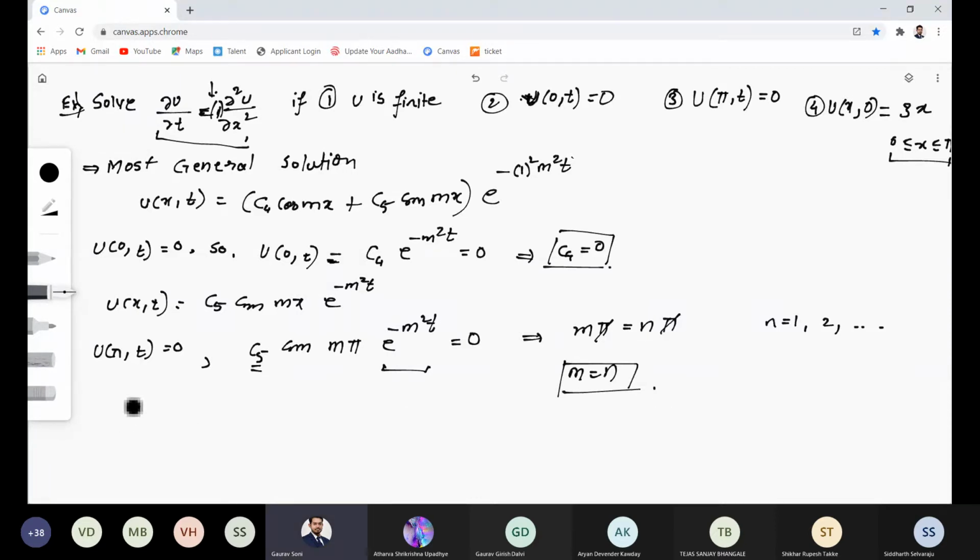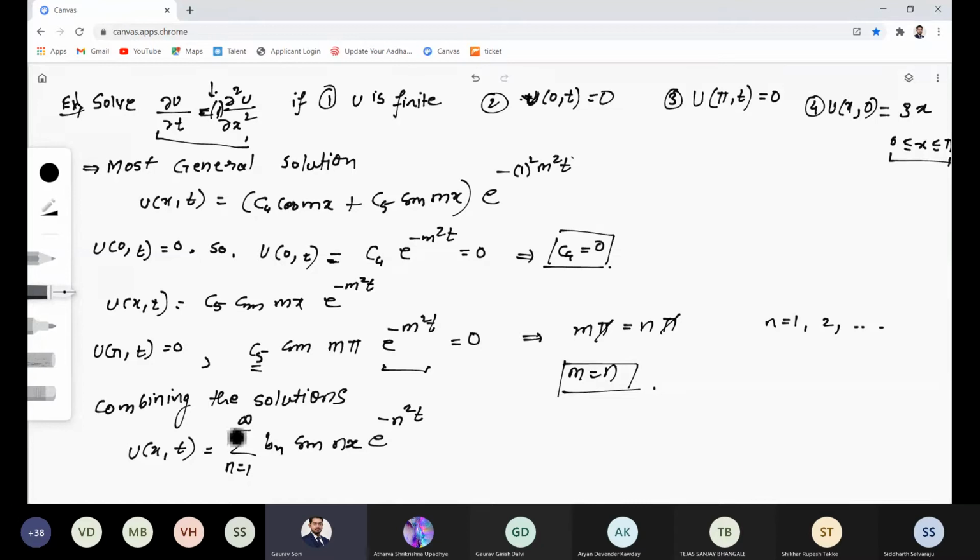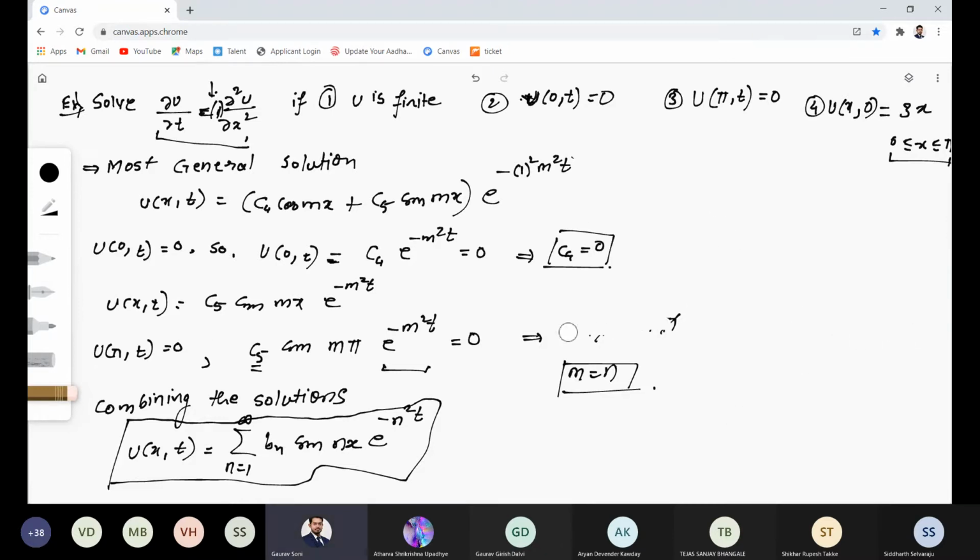So for each value of n, we have a solution. Combining all the solutions, just like the wave equation, we get u of x comma t is equal to summation dn sine nx e to the power minus n square t, n is running from 1 to infinity. Now we have to use the last condition in which you have u of x comma 0. I will drop this part. Simply write down here m equal to n.